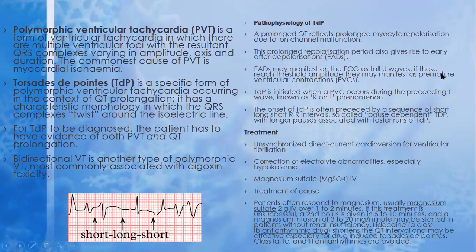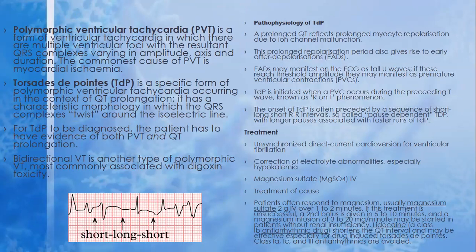A prolonged QT reflects prolonged myocyte repolarization due to ion channel malfunction. The prolonged repolarization period also shows early or late depolarization. So during the repolarization phase, there may be depolarization again. Early afterdepolarization may manifest on the ECG as tall U waves. If these reach threshold amplitude, they may manifest as premature ventricular contraction or PVC. Torsades de Pointes is initiated when a PVC occurs during the preceding T wave, also known as the R on T phenomenon. The onset of Torsades de Pointes is often preceded by a sequence of short, long, short RR intervals, so-called pause-dependent Torsades de Pointes, with longer pauses associated with a faster run of Torsades de Pointes.